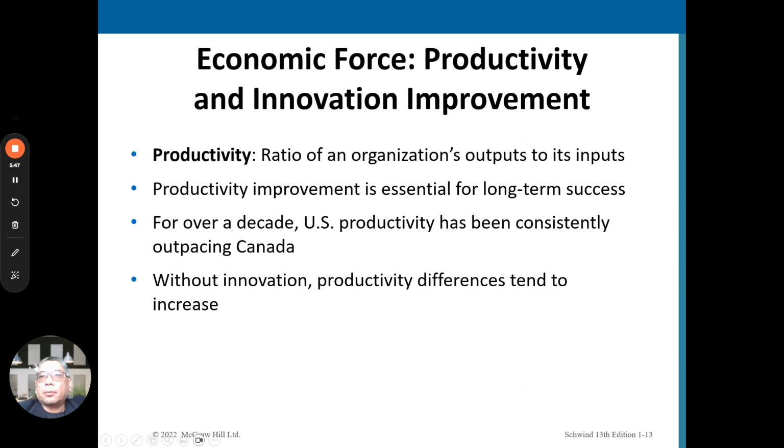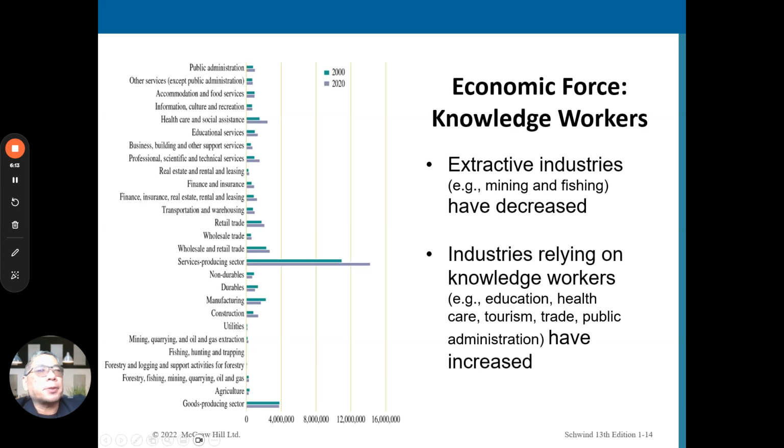Economic force: productivity and innovation improvement. Productivity means the ratio of an organization's output to its input. Productivity improvement is essential for long-term success. For over a decade, U.S. productivity has been consistently outpacing Canada's. Without innovation, productivity differences tend to increase. Okay, that's the fact.